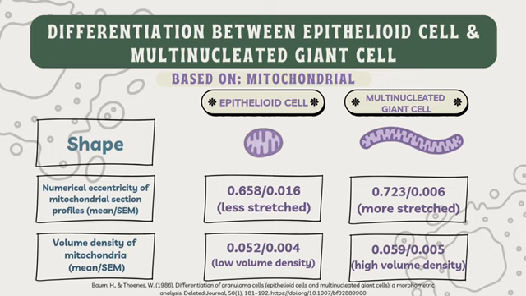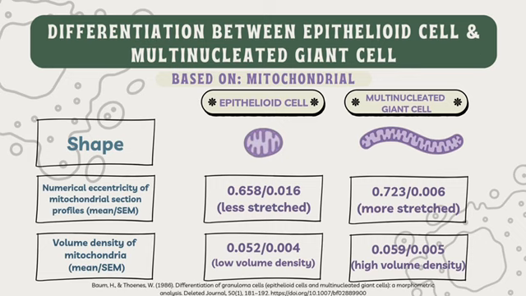appear. For the epithelioid cell, the numerical eccentricity of mitochondrial section profiles is 0.658 ± 0.16 (mean ± standard error of the mean), which means it is less stretched, making the shape spherical. For multinucleated giant cells, the numerical eccentricity is 0.723 ± 0.06 (mean ± standard error of the mean), meaning it is more stretched, so the shape is more elongated. This component is important because the shape of mitochondria can relate to their function. More elongated mitochondria may indicate increased energy production, while rounder mitochondria could suggest a lower energy state.